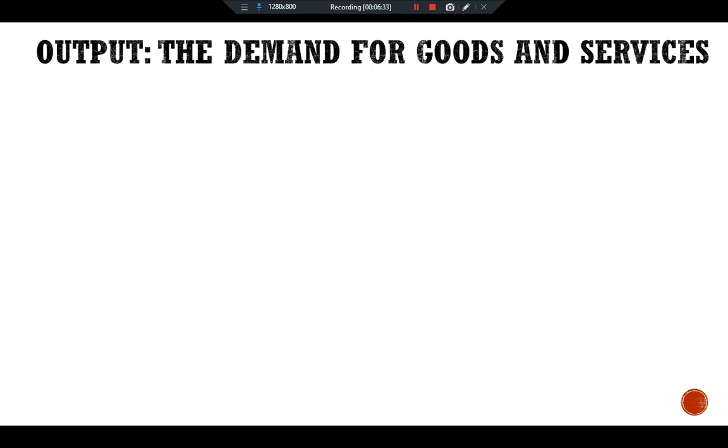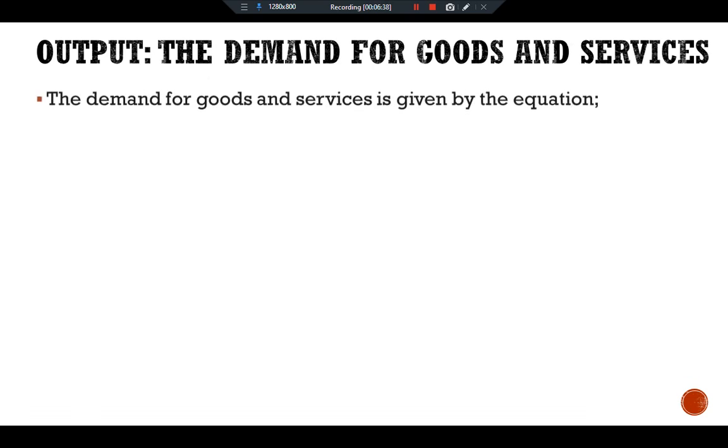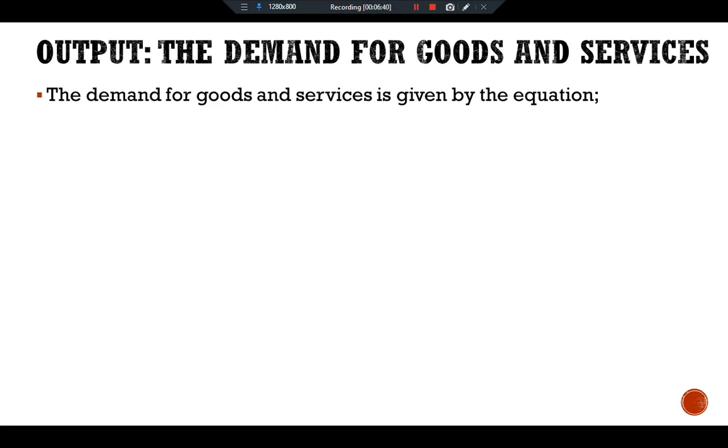Okay, output, the demand for goods and services. The demand for goods and services is given by the equation Y_T equals Y-bar_T minus alpha times (r_T minus rho) plus epsilon_T.